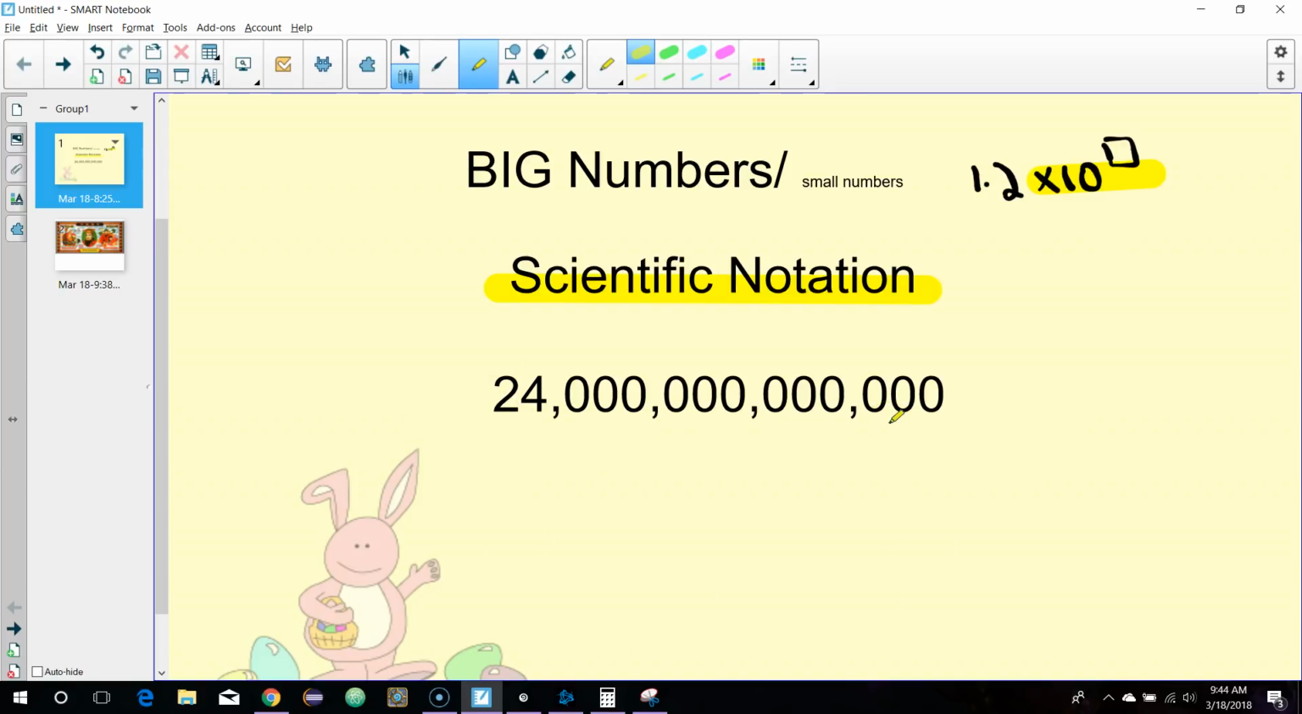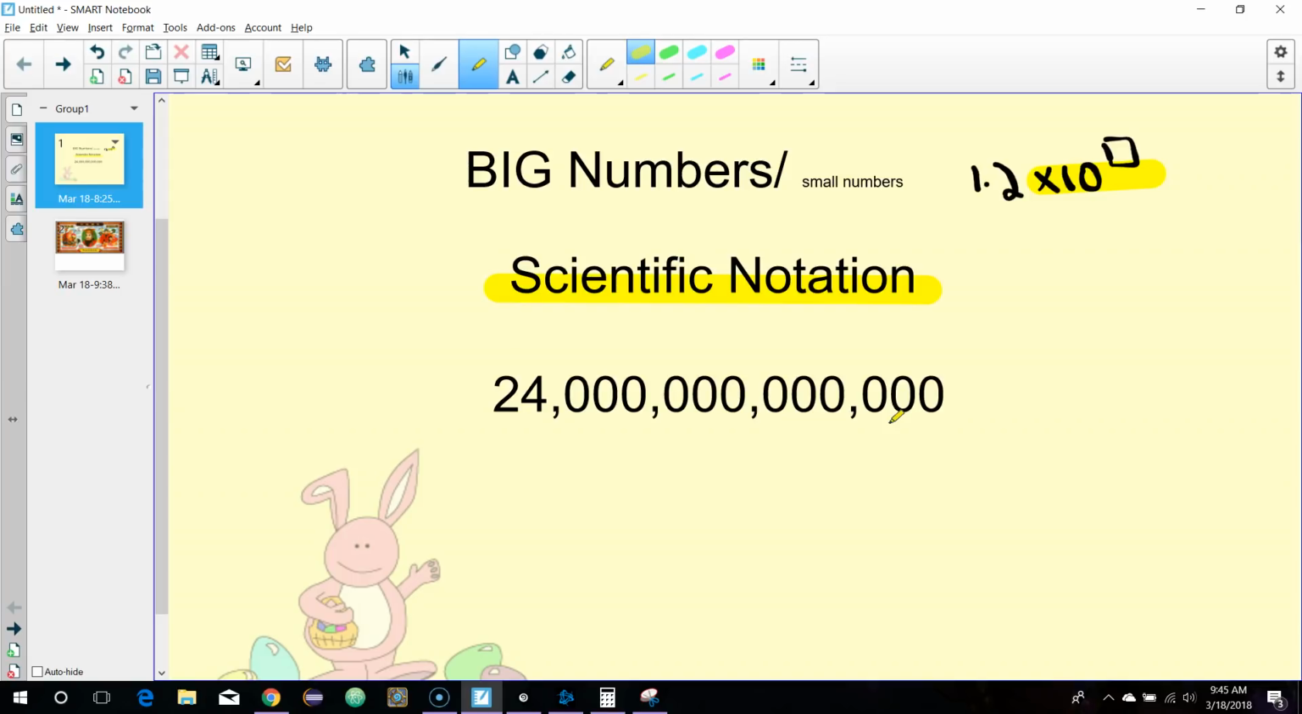So for example, this number sitting right over here is a really big number. I wish I actually had that in my bank account. This number is actually 24 trillion. I wish I had that money in my bank, but I don't. So 24 trillion is okay in a regular conversation, but in math, we are quite lazy with things like this. There are so many zeros in there.